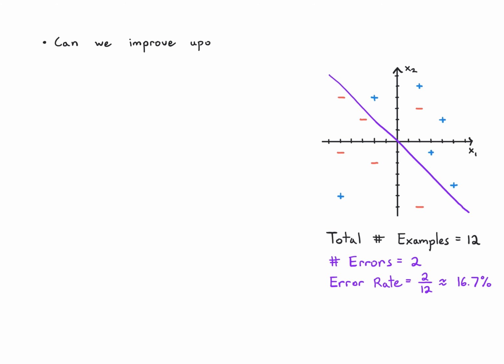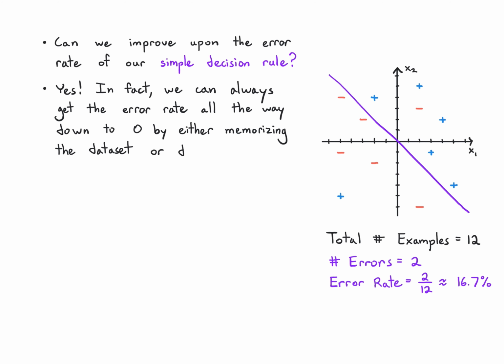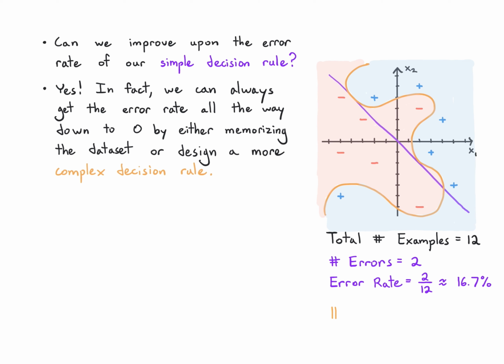Okay, so can we improve upon the error rate of our simple decision rule, the one that we came up with before, this purple line? And yes, we can. In fact, we can always get the error rate all the way down to 0, either by memorizing the data set or designing a pretty complex decision rule. So let's take a look at something that looks like that. So here's a very complex decision rule. Now I have no errors on my data set. So my error rate is 0%. That's great. What's the problem with this?